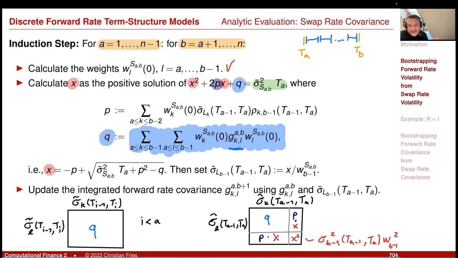The X also contains the weight. So if the X here contains the weight, I have to divide by the weight to get this forward rate for which we are looking. So I have a very nice, very fast analytic formula to get each sigma parameter for the forward rate one by the others by just solving this nice little quadratic equation. So I can calculate the forward rate volatilities in an instant, just from observing the swap rate volatilities.